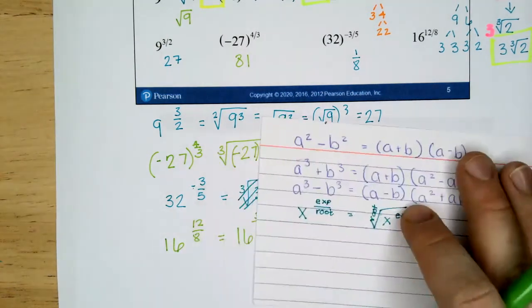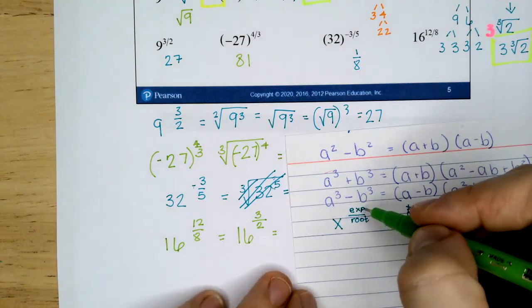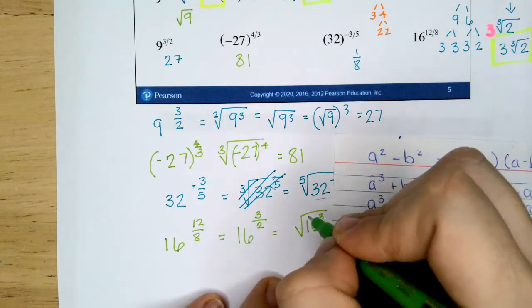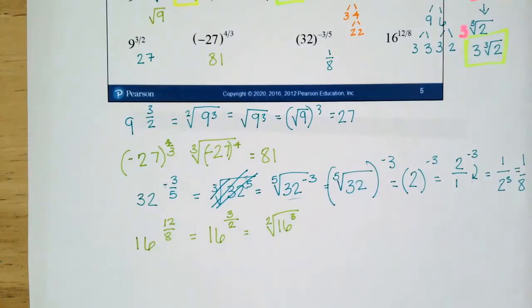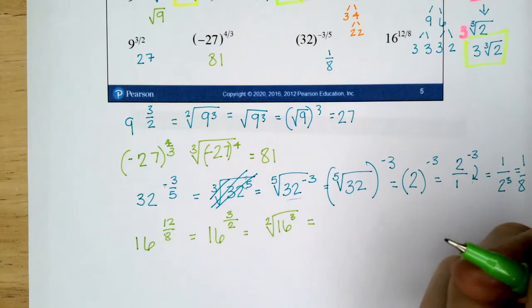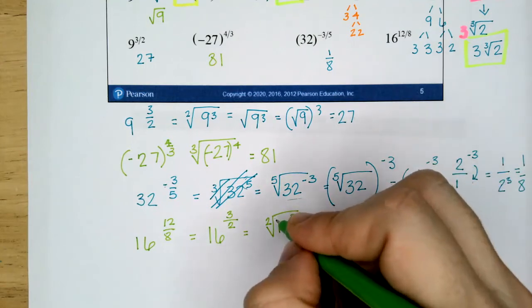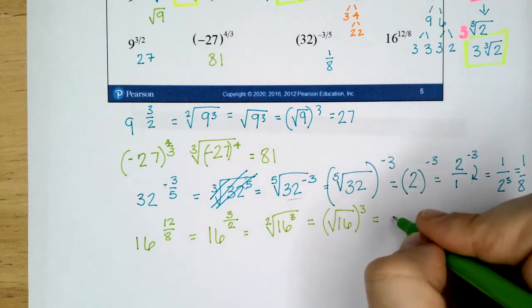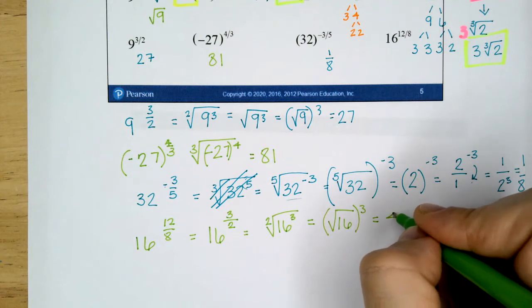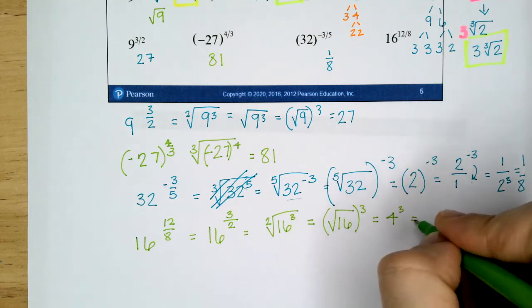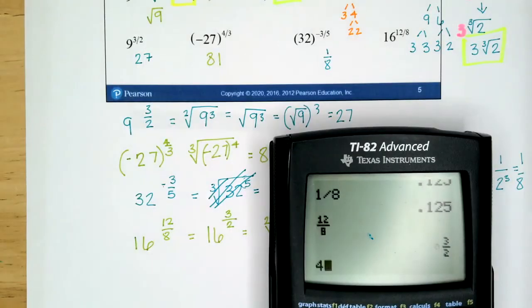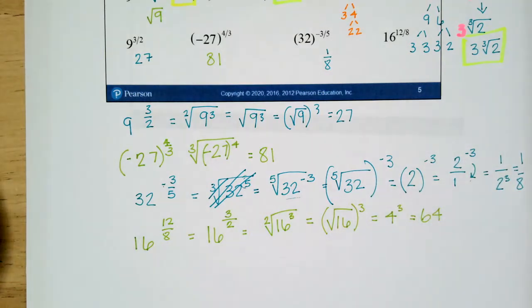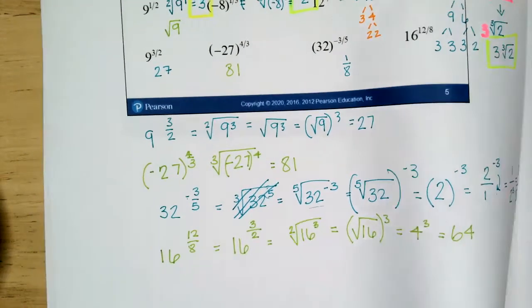Good. Now let's see if I get this right this time. The second number is the root, the first number is the exponent. So I'm going to say 16 to the third power, squared. Good. So I know that this is a perfect square, so I'm going to say the square root of 16 cubed. The square root of 16 is 4, right? Because 4 times 4 is 16. 4 cubed is 64. Good. All right.